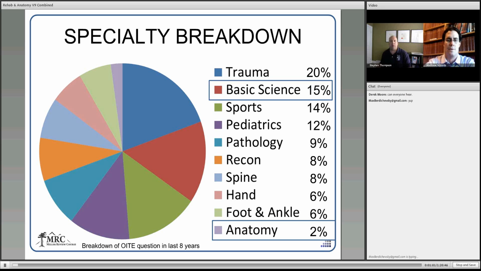Anatomy comprises about 2% of the information that comes up on the OITEs, but we all know based on how questions are designed that there is a lot more anatomy in the exam than is explicitly tested. That's how they get those 2- and 3-step questions that I was speaking about at the Miller Review course and how that can come into play there. Rehab is an important consideration as well, and we will have the second half of the talk devoted to that.